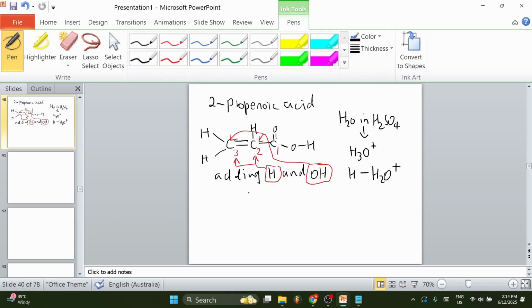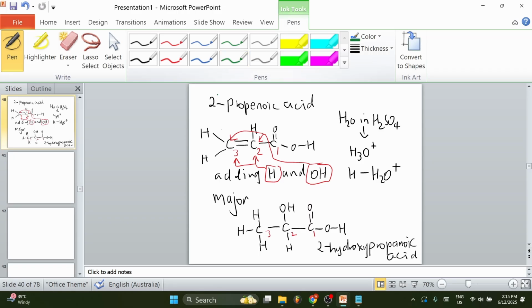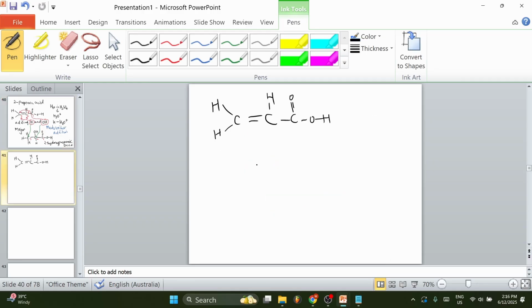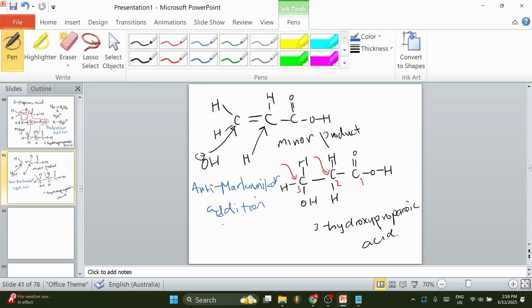Let's draw the major product first. This is 2-hydroxypropanoic acid. In this major product, we put the hydrogen on this carbon and we put the hydroxy on carbon number 2. Now similarly, we can do something else to the structure which will become the minor product. In this minor product, we are going to be adding the hydrogen right there, and we're going to be adding the hydroxide right there. So that's structure 1 with hydration.